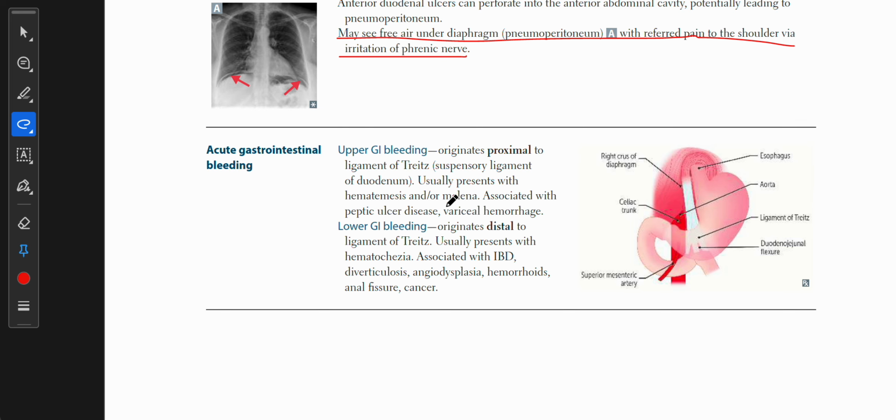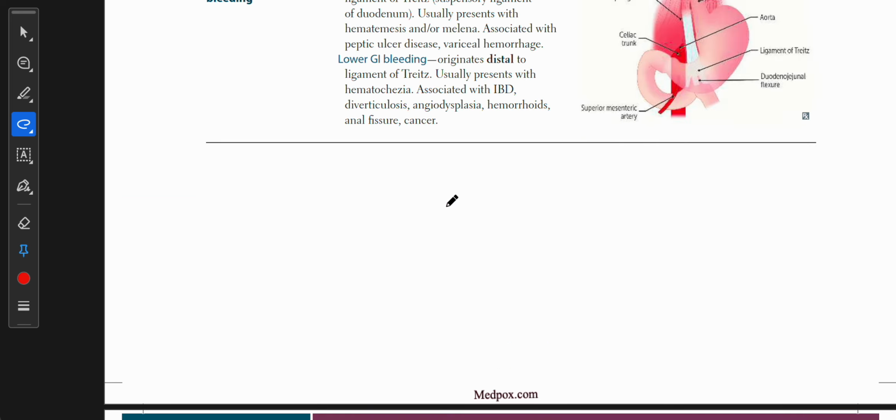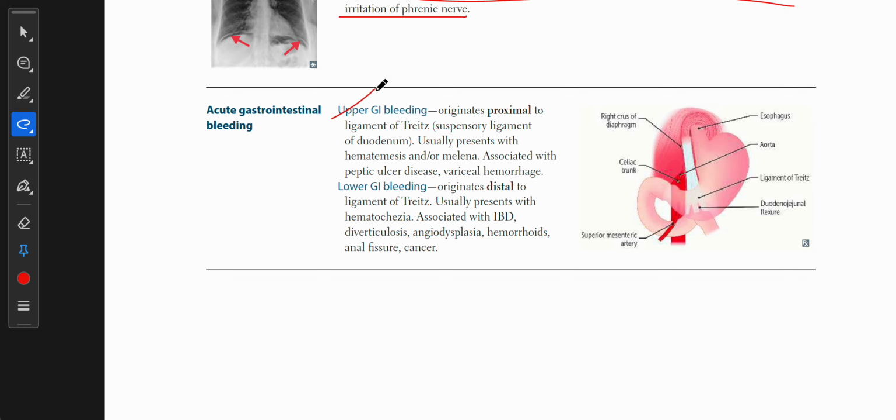So acute gastrointestinal bleeding, there are two types. One is upper GI bleeding and another one is lower GI bleeding. In upper GI bleeding, it originates proximal to the ligament of Treitz. The ligament of Treitz is the suspensory ligament of the duodenum. You can see it in here. This here is the suspensory ligament.